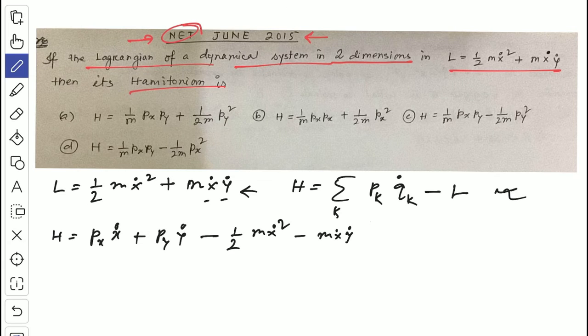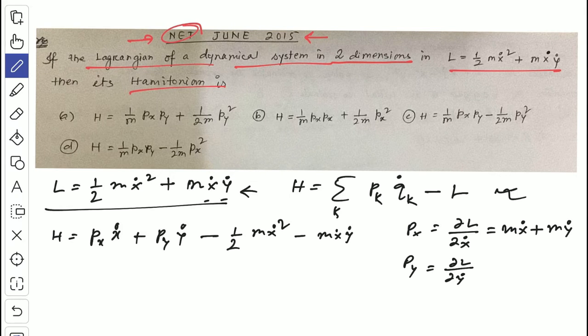Now also remember these relations. p_x is given by del L by del x dot, and hence p_y will be given by del L by del y dot. So from p_x is equal to del L by del x dot, here we will get m x dot plus m y dot. If you differentiate this Lagrangian with respect to x dot, then you will get this. Now del L by del y dot, you will get is equal to m x dot only.